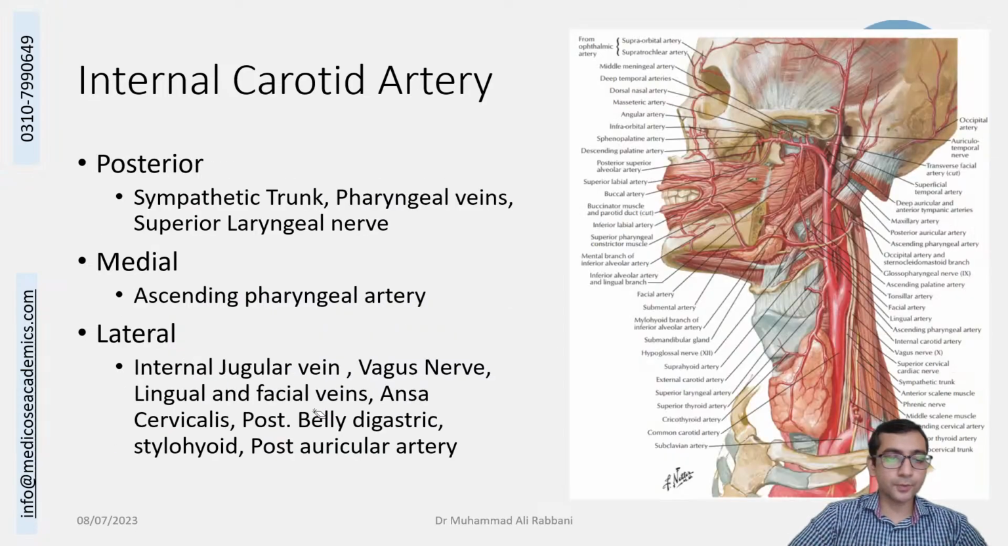So there is a choroidal artery also. So what are its relations?